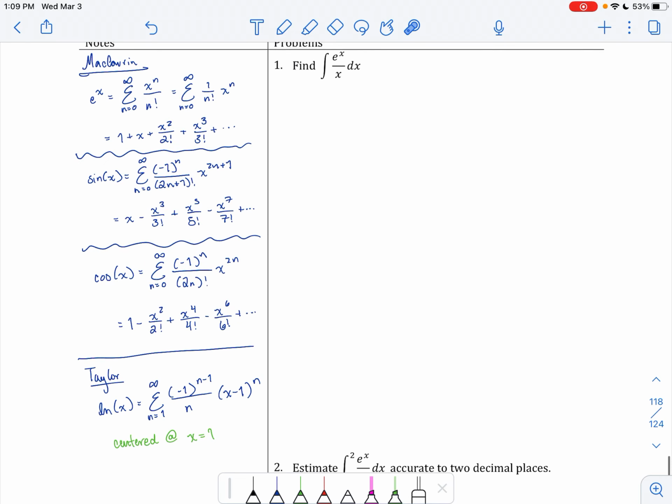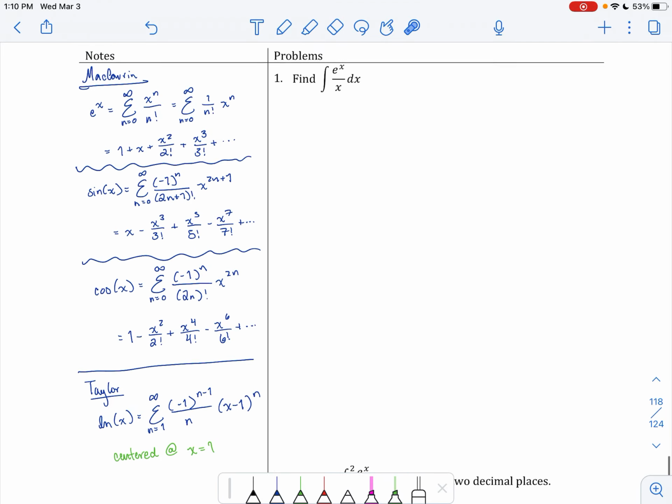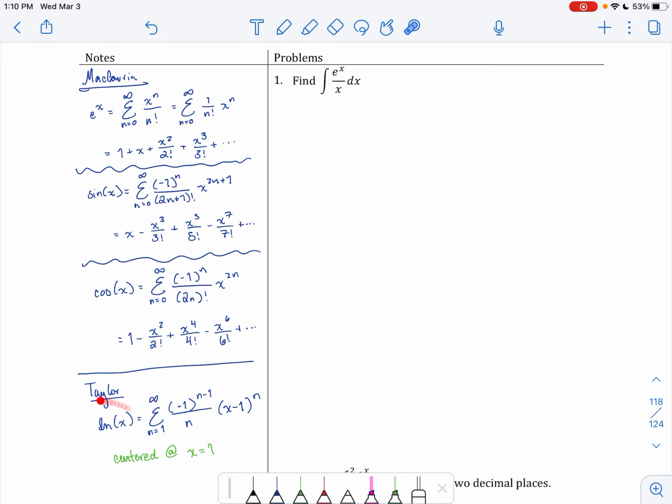So these are the 4 you want to have memorized for the AP test, and these 3 are going to be helpful for you in every calculus and math class you go to. ln shows up less frequently, but it's still nice to have, and it's certainly nice to have on an AP test. So here, number 1, find the integral of e to the x over x dx.